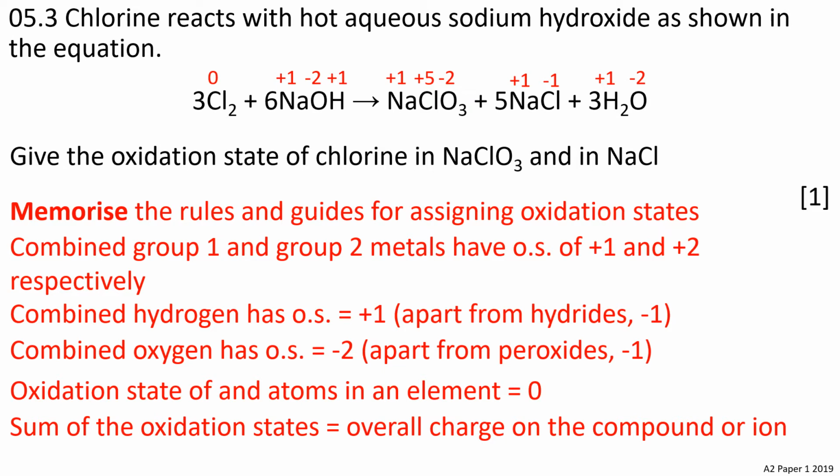Just another note to be aware of: if you're going to annotate the equation, make sure that you annotate with the oxidation states rather than the total positive or negative charge. And also, I know it's only a slight difference, but if we take an example for the chlorine in NaClO3, the oxidation state is +5, not 5+. It's slightly different. So, for example, 2- would be a charge, whereas -2 would be the oxidation state.